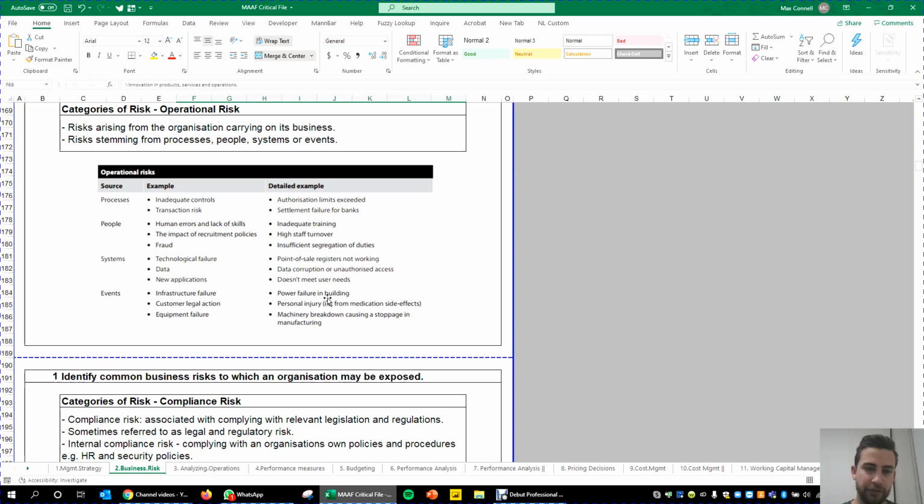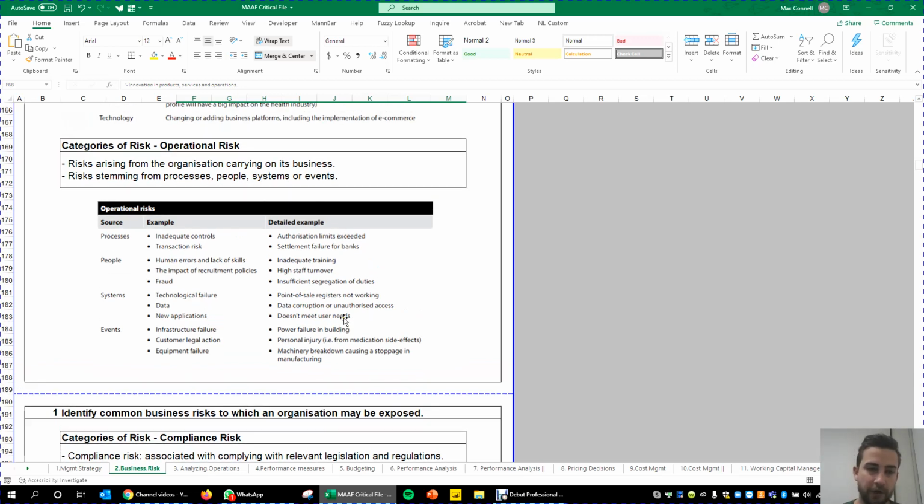So let's just choose one random example and then you allocate which category you think it falls under, or I should say subcategory of operational risk. So operational risk is either processes, people, systems, or events. So let's give one practical example that you might see in the background of a question, which is high staff turnover. This is an operational risk, and this would fall under people.